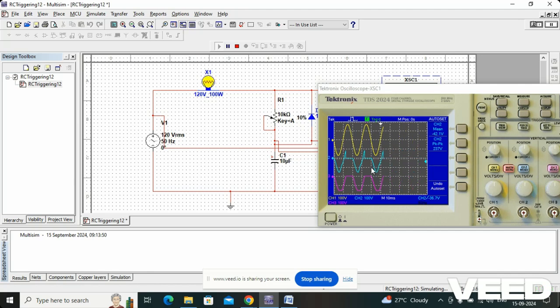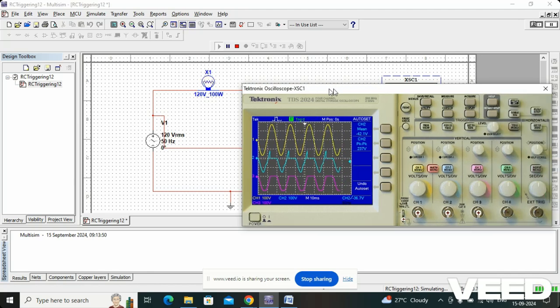And this is the supply voltage, the thyristor voltage, as well as the capacitor voltage.